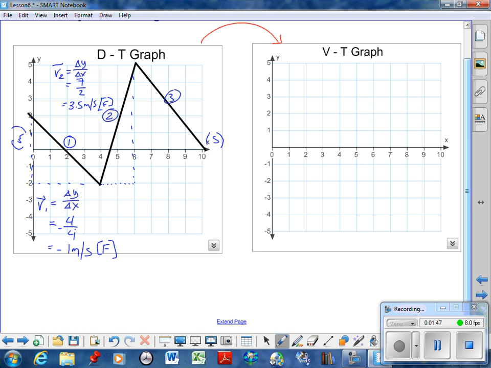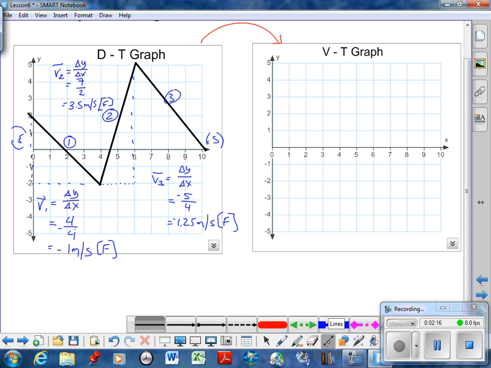And finally, stage 3, we're just finding the slope of each segment, breaking it into segments. Looks like the height is 5, it's negative, and the run is 1, 2, 3, 4, so negative 1.25 meters per second forward. Okay. Going to a velocity time graph, then we end up with horizontal lines.